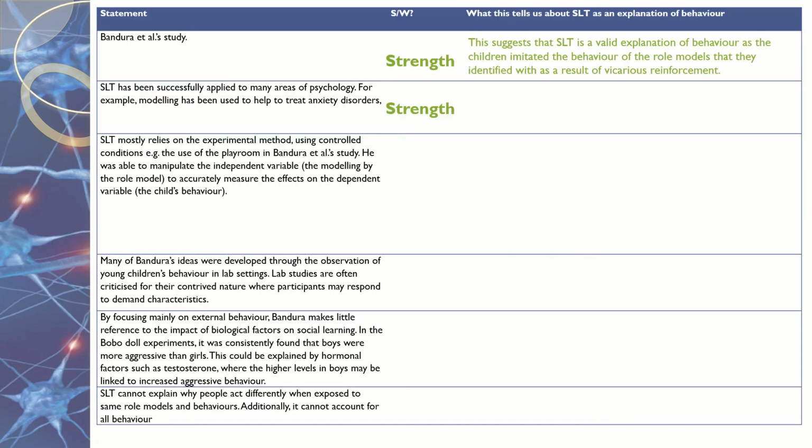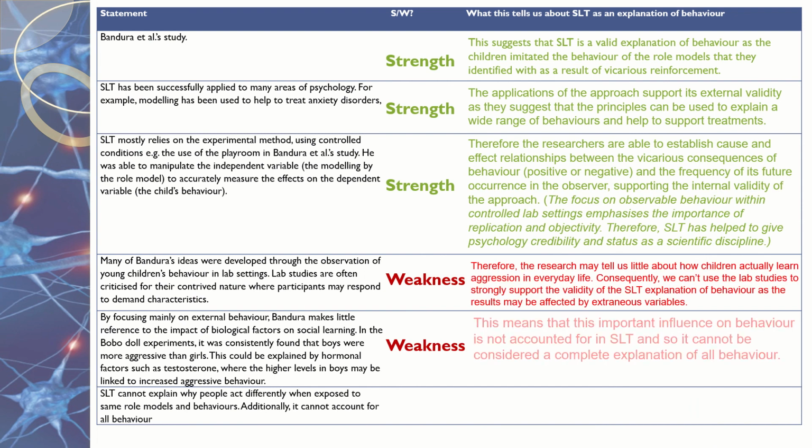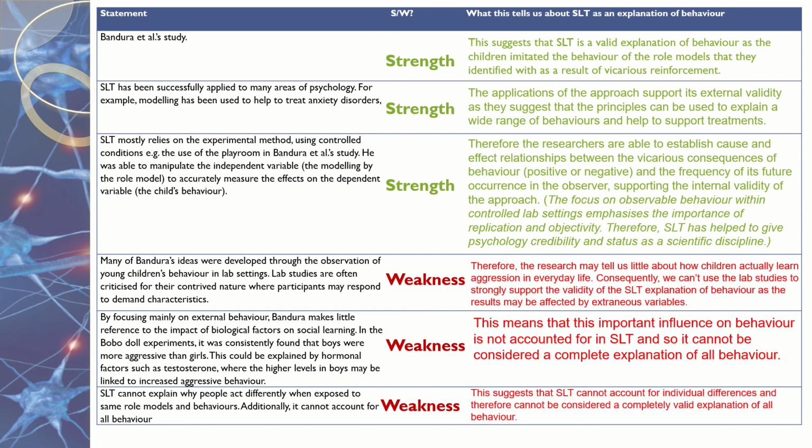So there are many strengths and weaknesses of the social learning theory. One of them is that there's support from Bandura et al. study, which is the Bobo doll study, which found that participants were more likely to be able to copy a behaviour if they'd seen an adult role model do this. Secondly, it's been successful in applying to many areas of psychology. For example, modelling has been used to help treat anxiety disorders.